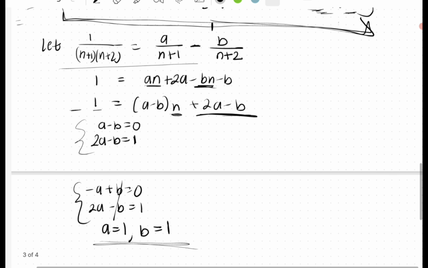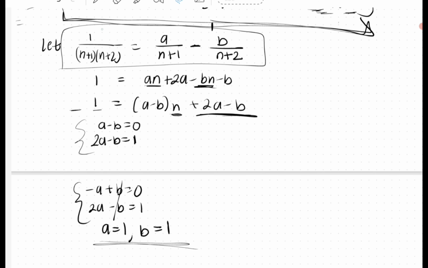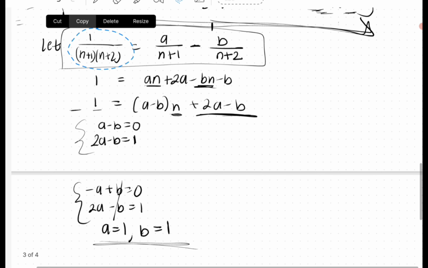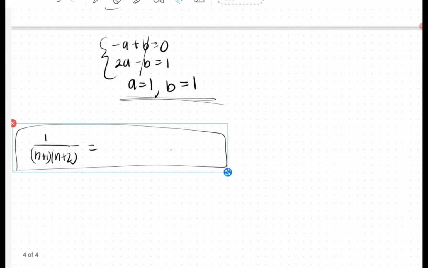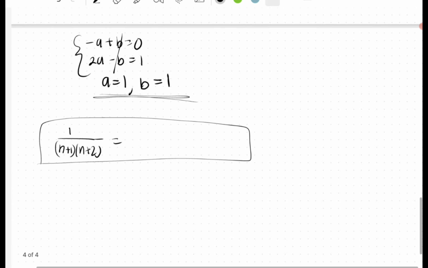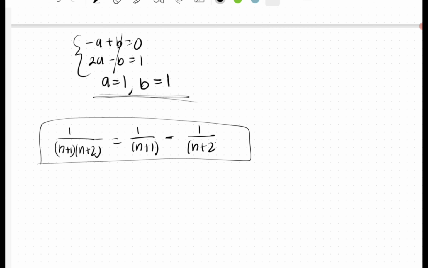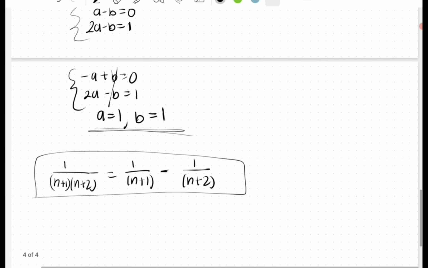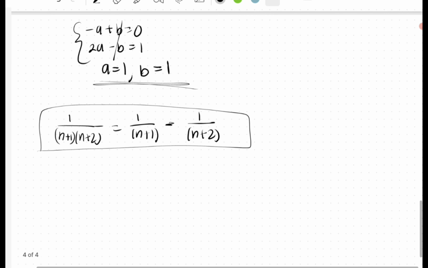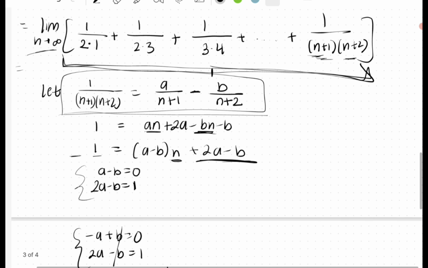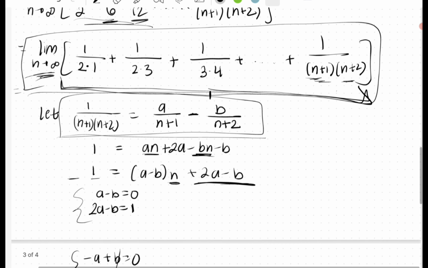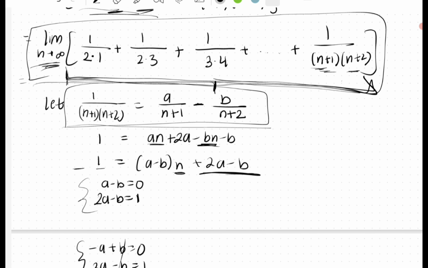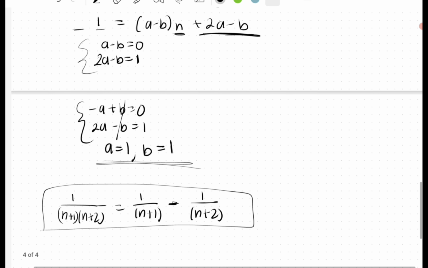Therefore, we can replace it back in here. We can say that this is equal to 1 over n plus 1 minus 1 over n plus 2. And I got that from using this over here, because we found the values of a and b, so I just replaced it. Now, let's replace it in this whole thing, including the limit this time. And remember, this was equal to this, all right? We didn't include the limit that time, so we still have to include the limit right now.